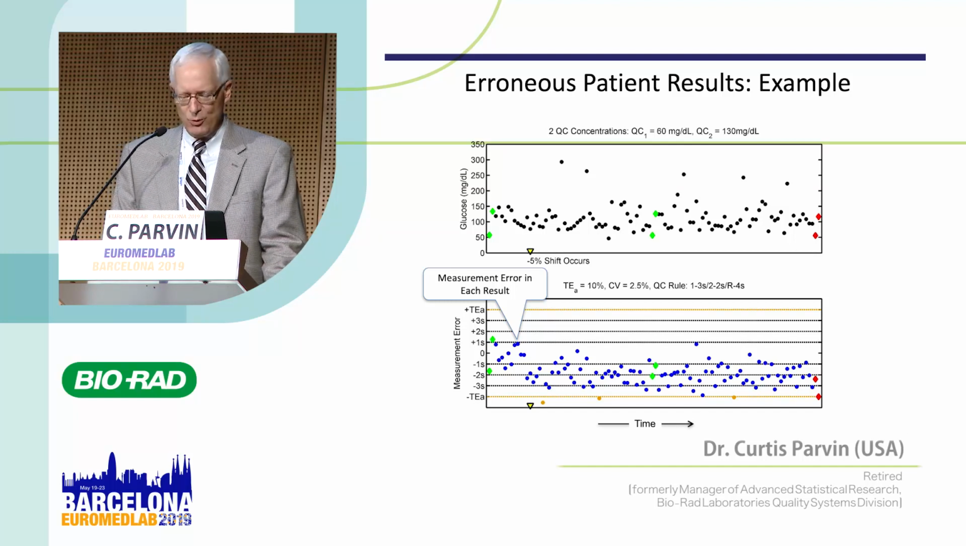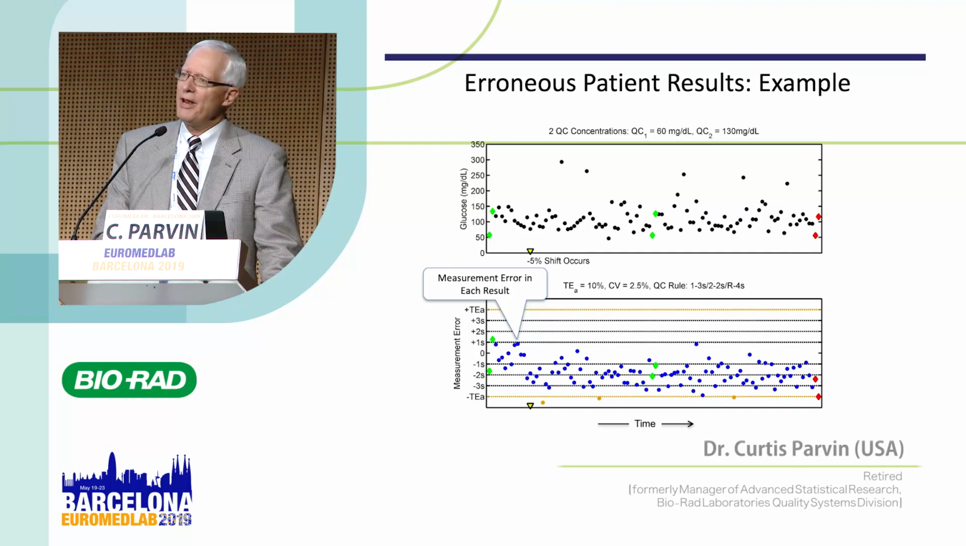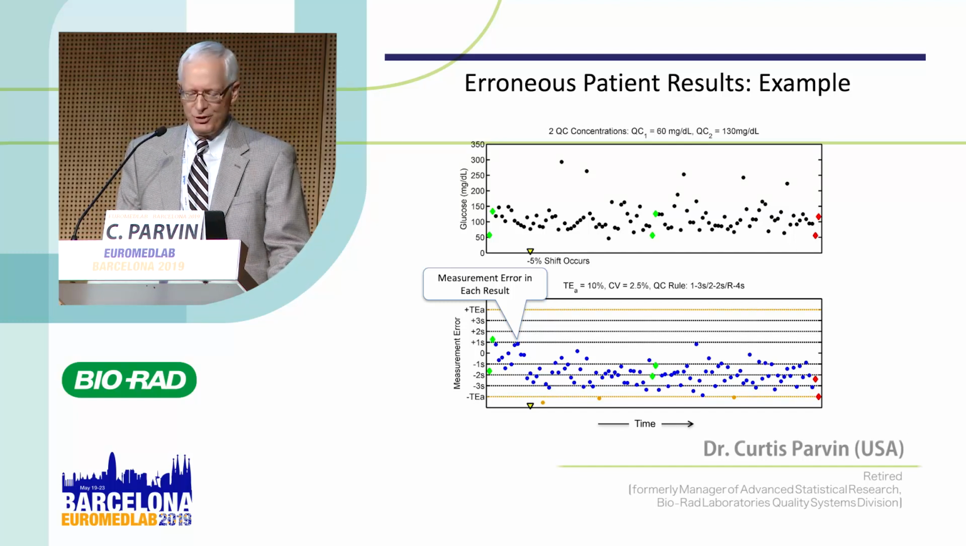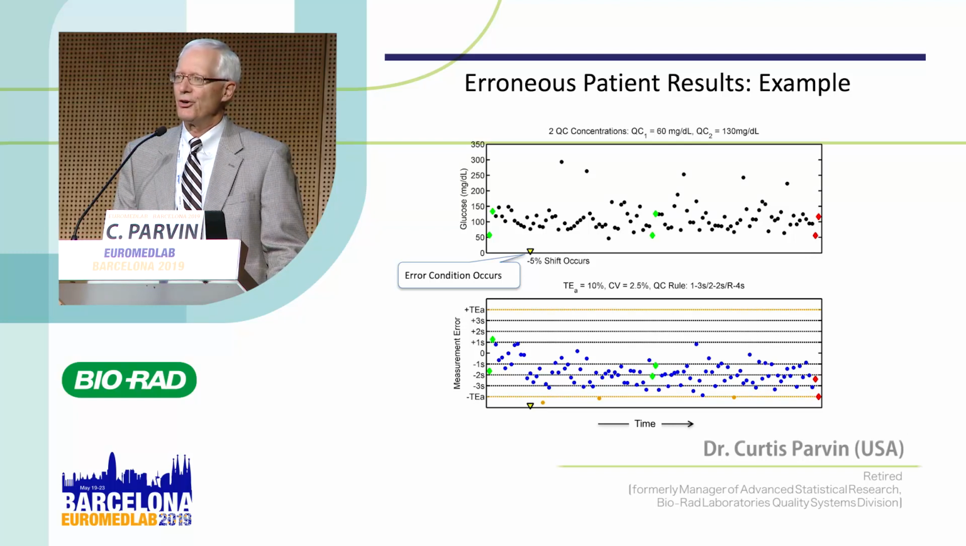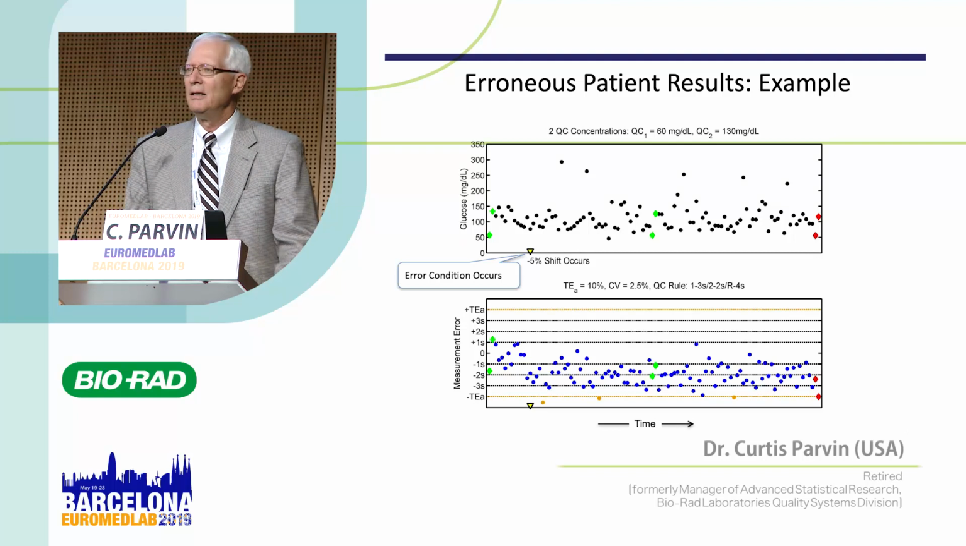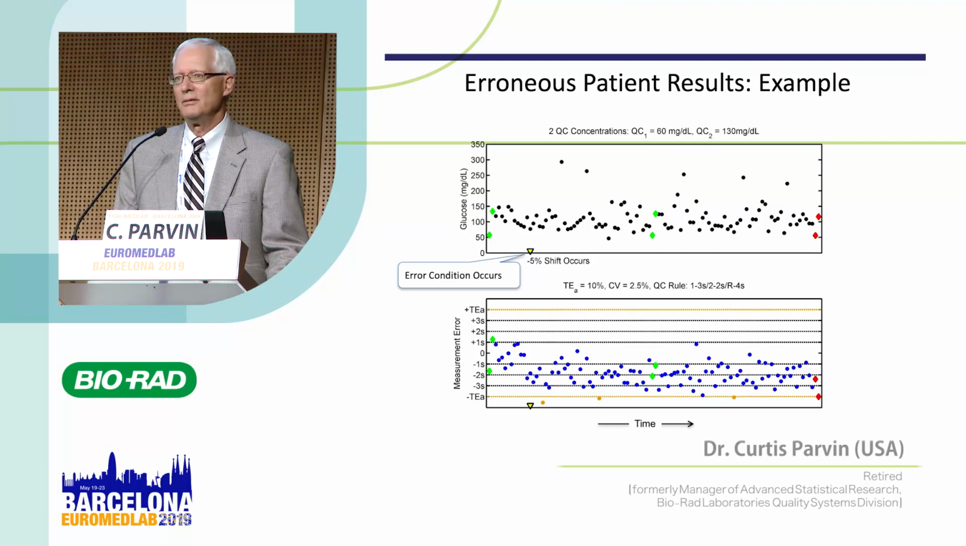Now, in this particular case, I'm going to assume that the allowable total error specification for this glucose measurement procedure is plus or minus 10%. Those are denoted by the dashed yellow lines in the lower figure. I'm also going to assume that the laboratory is using a QC multi-rule, a 1_3s/2_2s/R_4s rule. So now, let's assume that at some point in time, an out-of-control condition occurs. At that point in time, I simulated a 5% shift downward in the results. So all the patient results from that point on are 5% lower than they would have been otherwise.